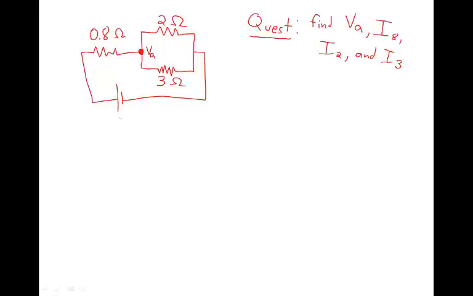Oops, forgot to draw the voltage of the battery. Let's say we've got a 4-volt battery. I8 is going to be the current through the 0.8 ohm resistor. I know it's going that way because it comes out of the positive end into the negative end. We want to find I2, and we want to find I3.